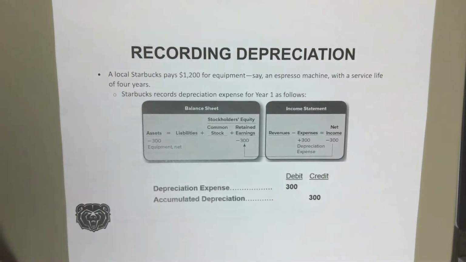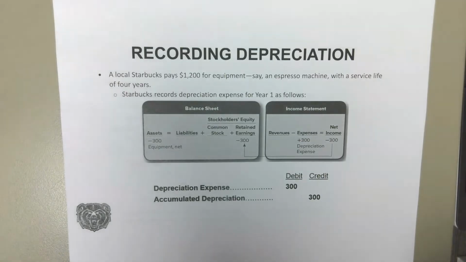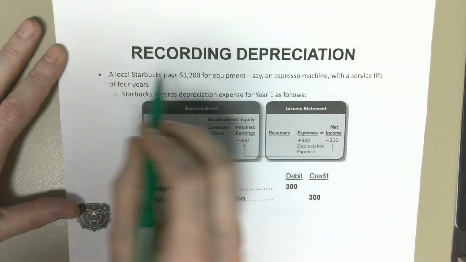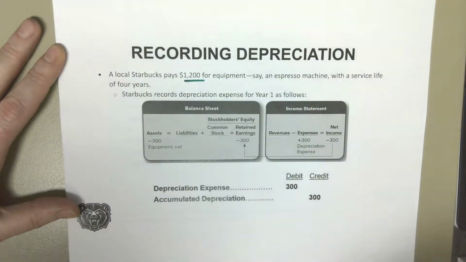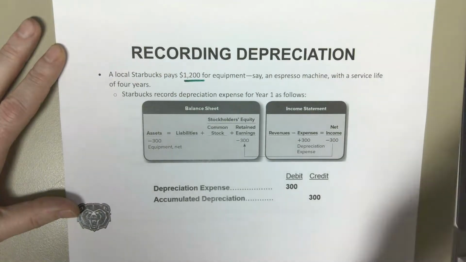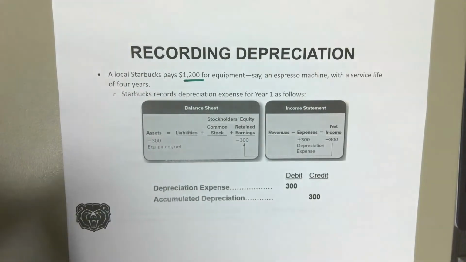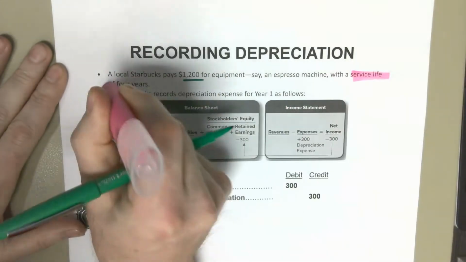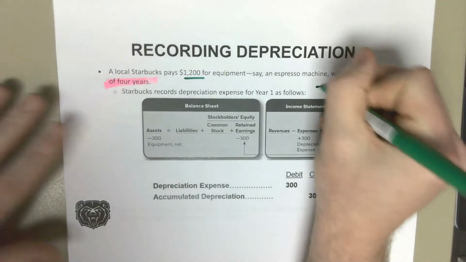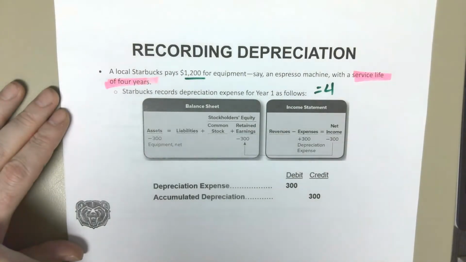So how do we actually record depreciation? Well, again, we've done this before. We've done it since chapter 3 and chapter 4, I believe. So let's say, for example, Starbucks pays $1,200 for a piece of equipment. Let's say it's an espresso machine. They tell us that the service life, now, again, you're going to want to start picking out these key terms, service life of 4 years. So that equals 4.